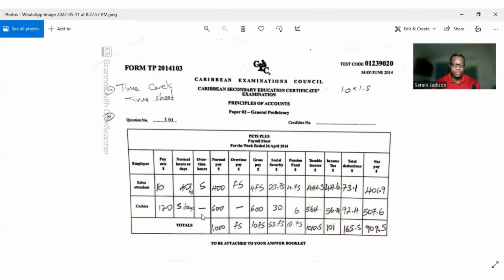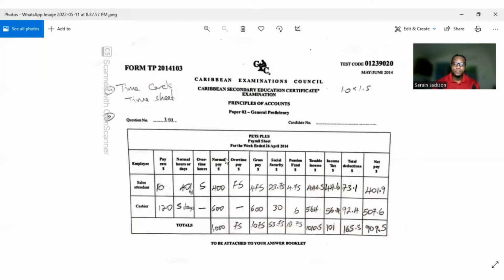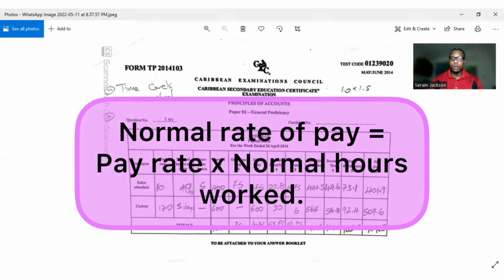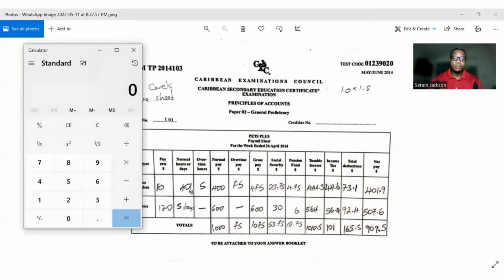For the cashier, they did not work any extra day, so nothing goes there. Then now the calculation begins. You are to calculate the normal rate of pay. The normal rate of pay would be the pay rate multiplied by the normal hours. So you take out your calculator and you say 10 multiplied by 40 hours, which would equal 400, because they get paid $10 per hour. So it is $400 for the sales attendant.